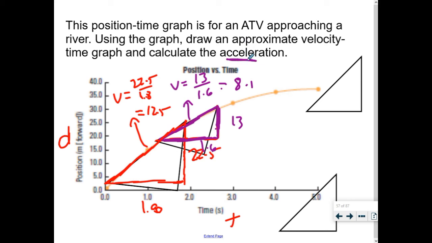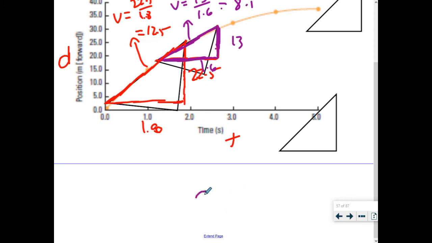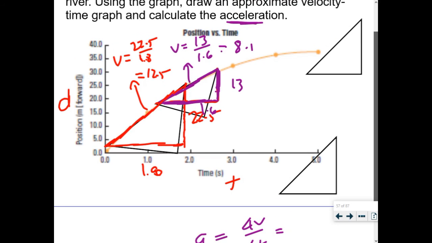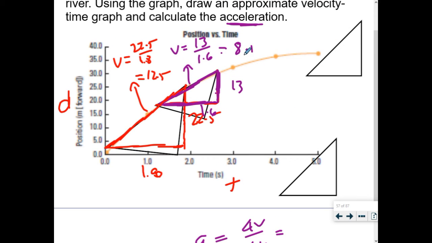Based on this, we could actually now calculate the acceleration. Because what's the formula for acceleration? Well, acceleration is your change in velocity over your change in time. So my velocity changed from 12.5 to 8.1. Now again, I'm not sure that I can guarantee all these numbers. I'm really roughing it now.